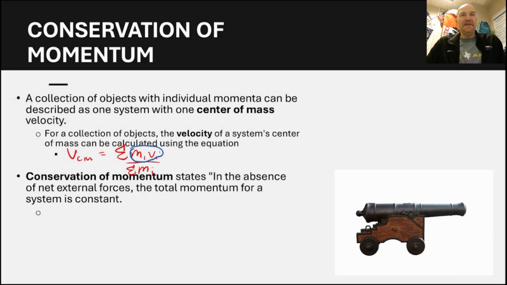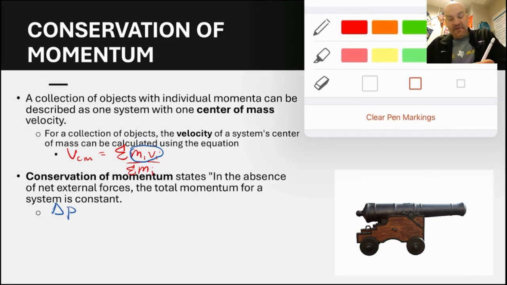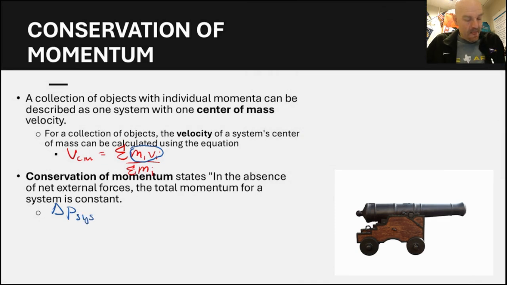Conservation of momentum states, in the absence of net external forces, the total momentum for a system is constant. Now, if you recognize that a free response question is a conservation of momentum question, make sure you write something down that says that this is conservation of momentum. One way to do it is to say, in fact, the delta P of the system is equal to 0. Well, what does that mean? The momentum of the system is constant.